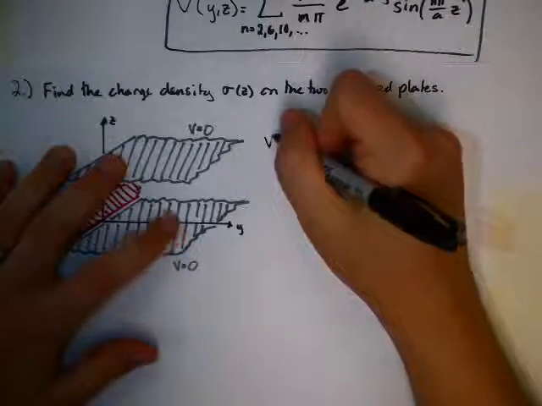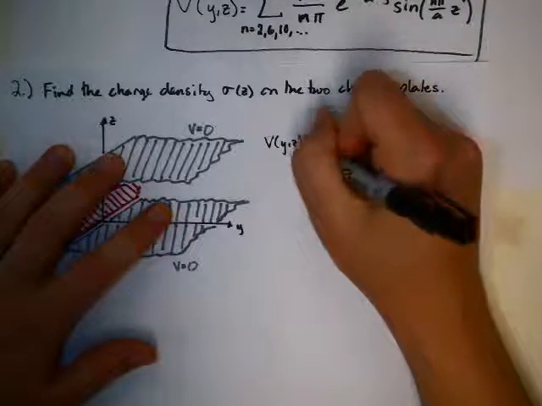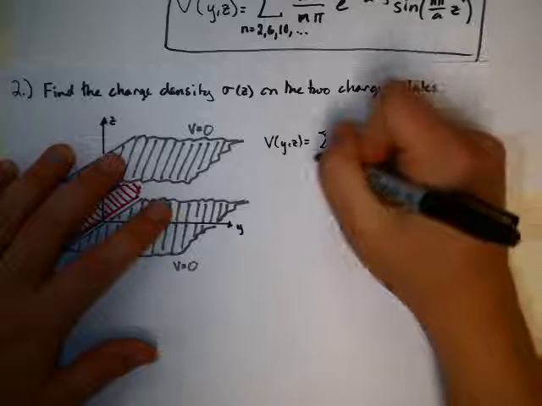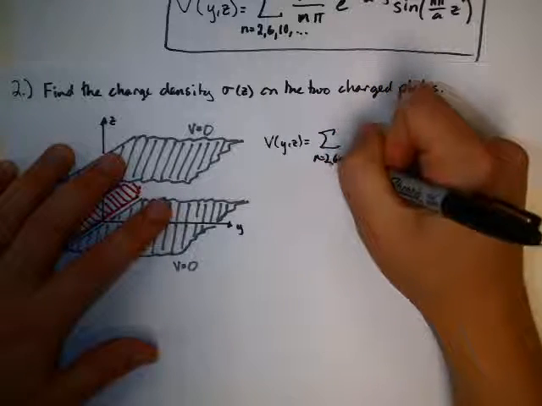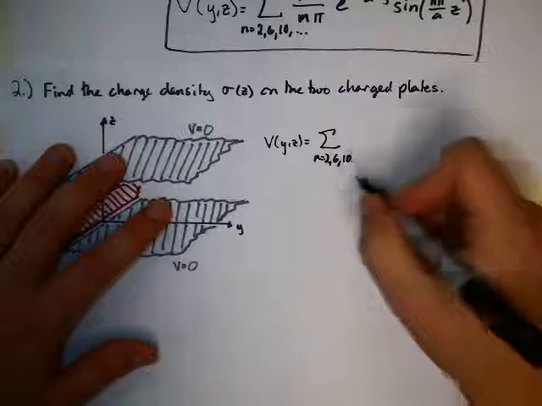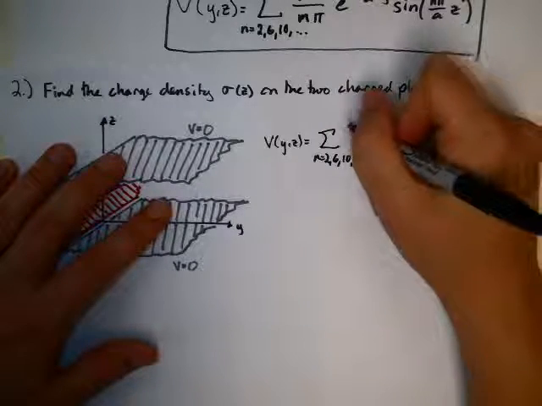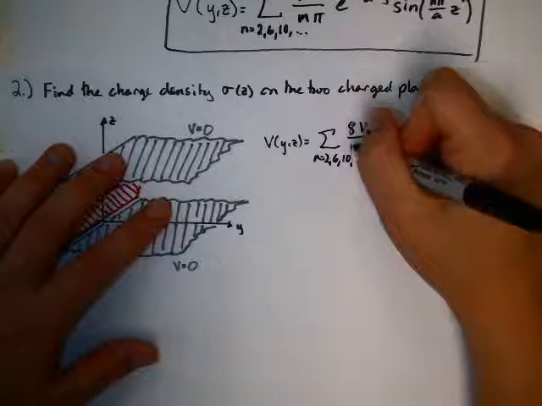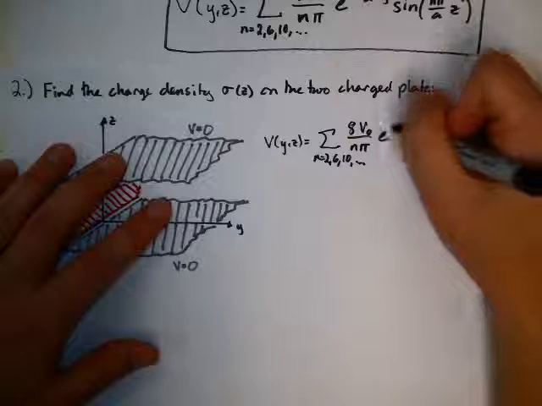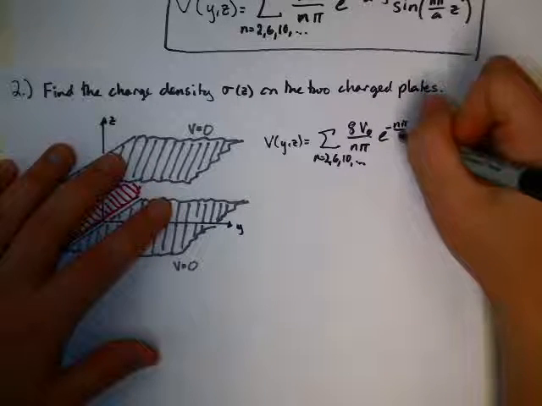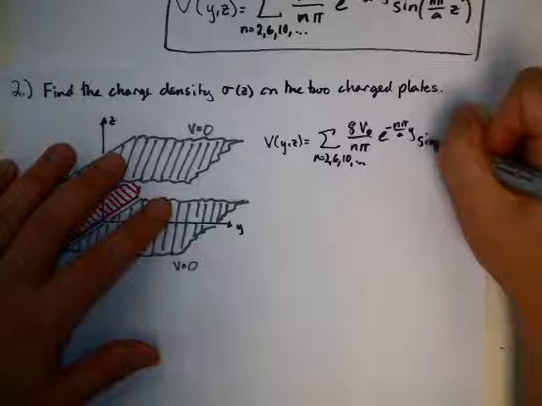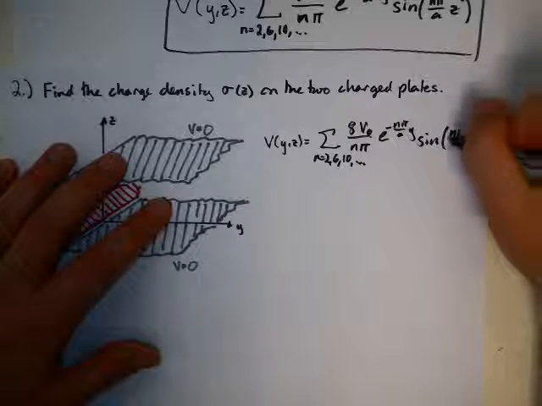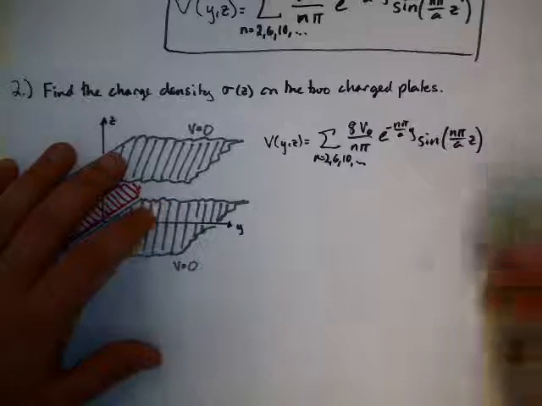We have that V of y and z is equal to the sum, where we skip in sets of 4, of 8 V naught over n pi times the exponential of minus n pi over a y times the sine of n pi over a z.